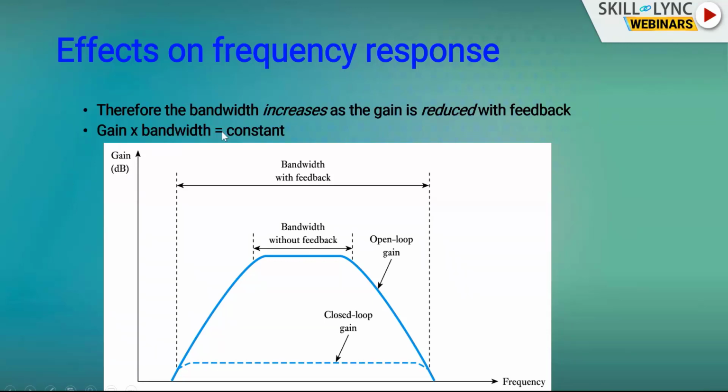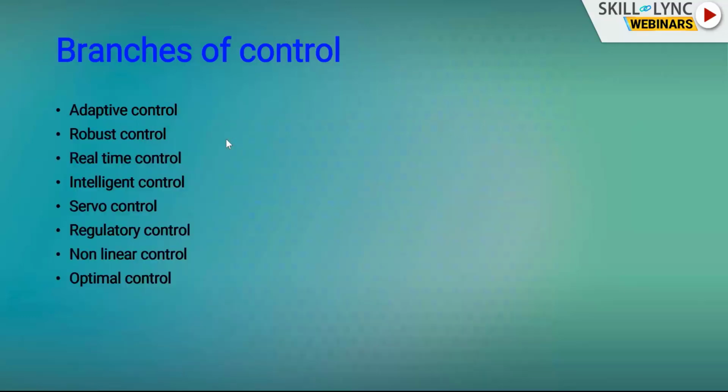Because gain and bandwidth is equal to constant, the increase in gain in open loop results in reduced bandwidth, whereas increase in bandwidth results in reduced gain in closed loop system. So this is effects on frequency response. It is desirable one because bandwidth increases as gain is reduced with feedback. Okay. So far we have completed the overview.